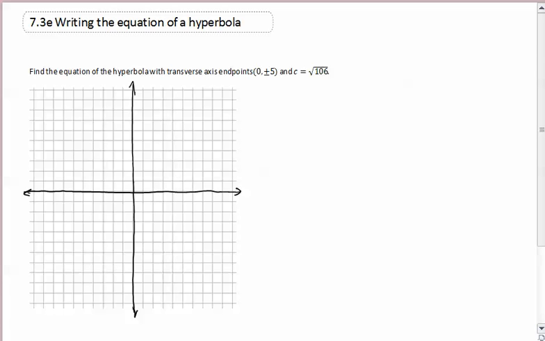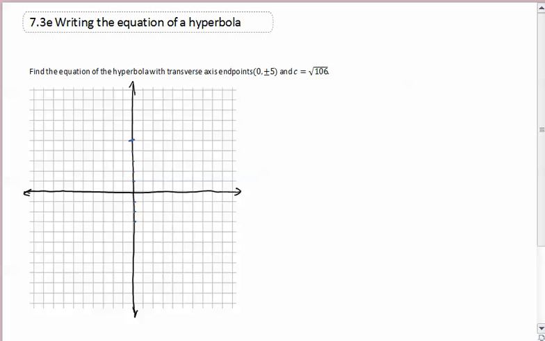So this is the last video for 7.3, writing the equation of a hyperbola. We are going to find the equation of the hyperbola with transverse axis endpoints at 0, up or down 5. Let's put those on first: 1, 2, 3, 4, 5. And what does that tell me?